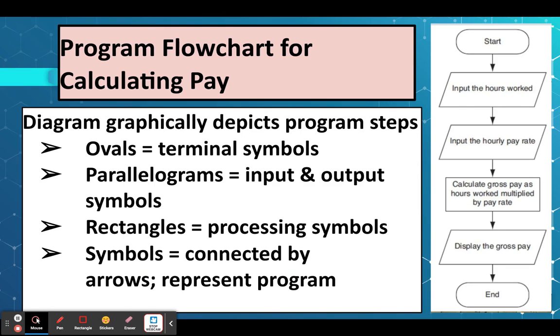So here is an example of a program flowchart for calculating pay. So this one is a written program, and as you can see, it has a beginning, a middle, and an ending. The shapes in the diagram represent certain items. For instance, the ovals are terminal signals. The parallelograms are your input and output. And then the rectangles are your processing symbols. And the symbols are connected by arrows representing the program. So these are the steps.